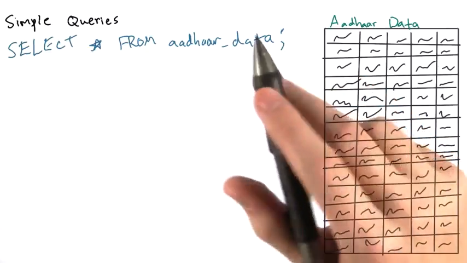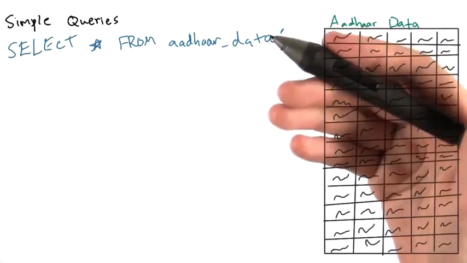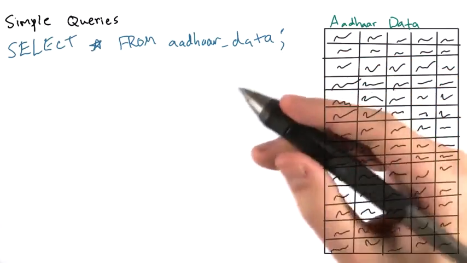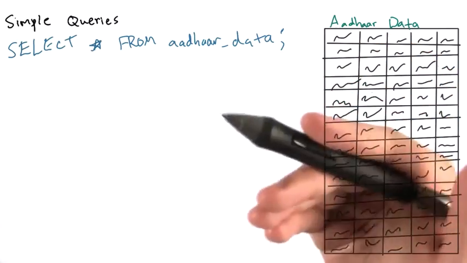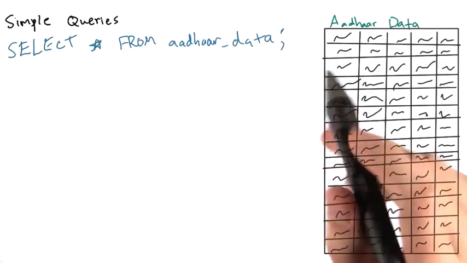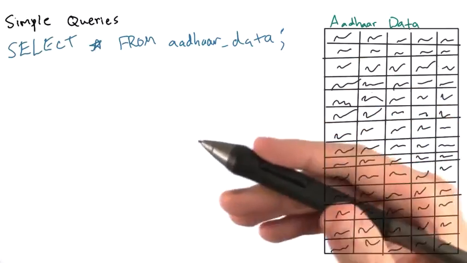Alright, now let's say we have a bunch of our data in a relational database. Your next question is probably, how do we get it out? And what can we do with it? Well, let's try to learn about this using our Aadhaar data.